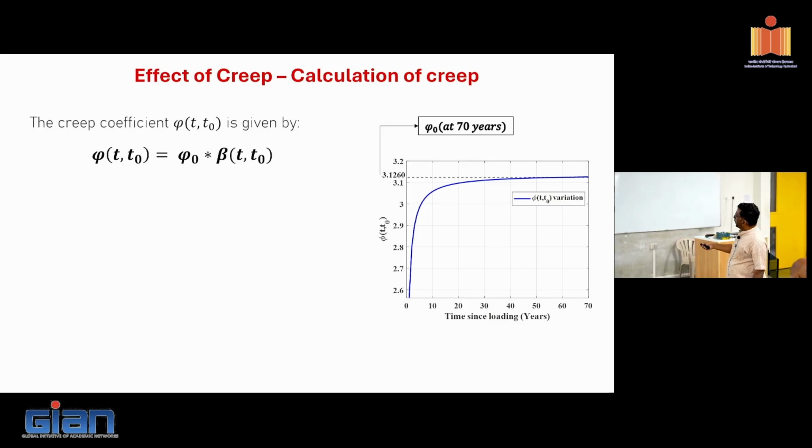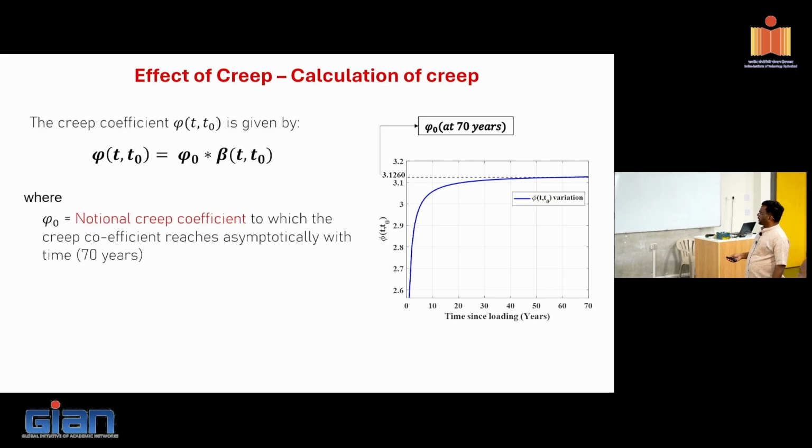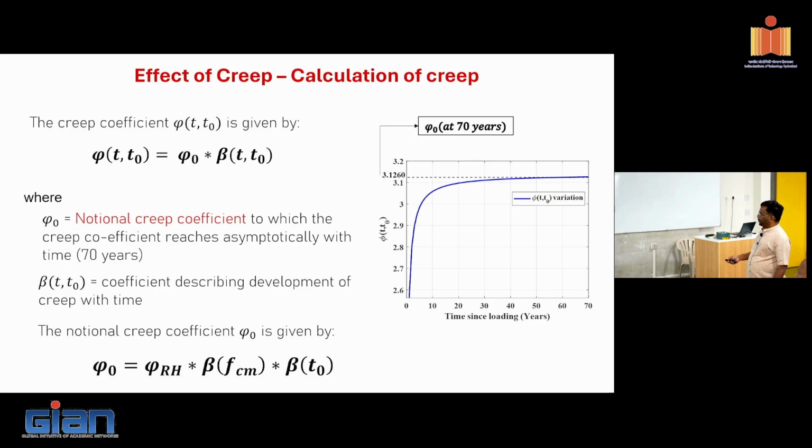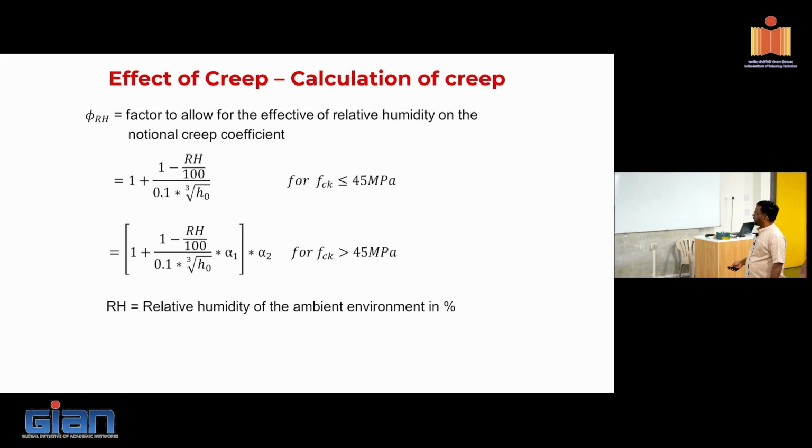This is the actual variation of your creep coefficient. And phi naught is the notional creep coefficient that happens at 70 years. Okay. So depending upon when you do the calculation, you apply some reduction factor. Now this reduction factor again depends upon multiple factors. One is the relative humidity that we talked about, the compressive strength that we talked about, and t naught, which is the time of your loading. So these are the three important factors. The code gives you some expressions for your phi naught, and then you apply your reduction factor. For the reduction factor, again, a lot of empirical equations are there.